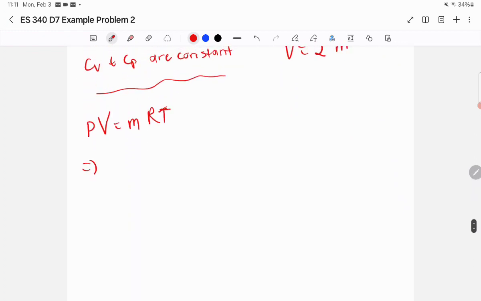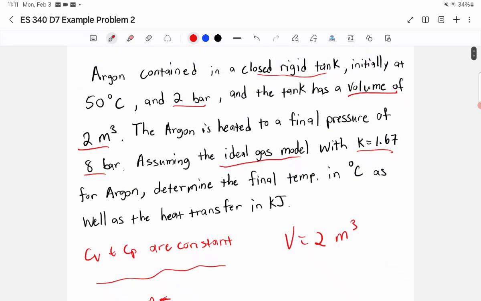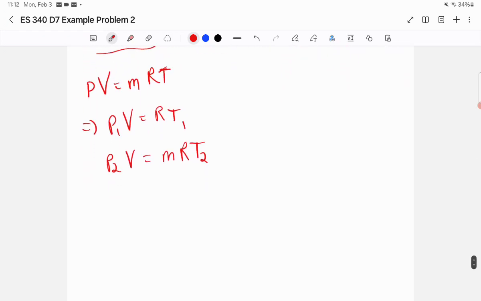So this means that P1V is equal to MRT1 for the initial state, and P2V is equal to MRT2 for the final state, because the mass is also not changing. It's a closed, right? This is a closed system. That's going to be important. So that means there's no change in mass. Okay, closed rigid tank. So what does this mean? Well, we can actually do something with this. I missed the M there, sorry.